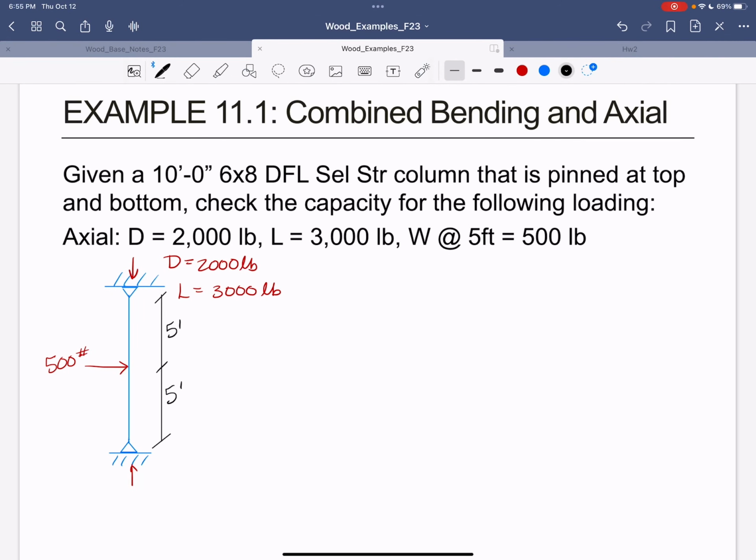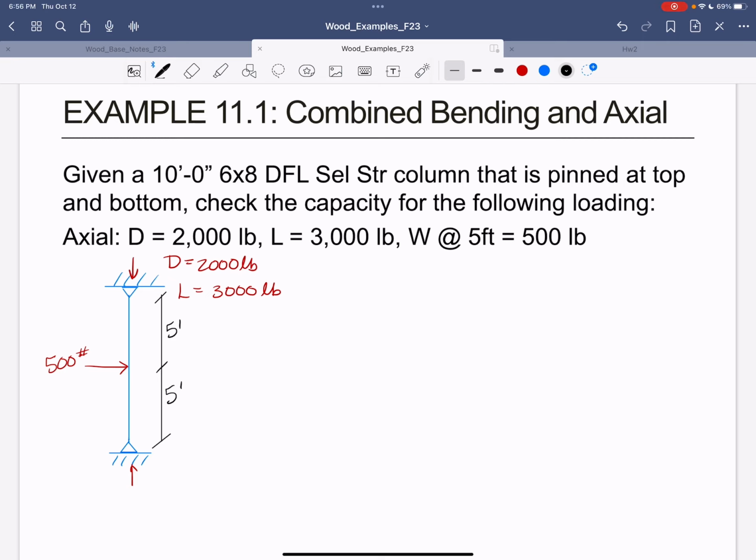So now we'll take a look at when we combine bending and axial loads on a column, what we would call a beam column. This is a 10-foot length pin, so K equals 1, K effective equals 1. There's no other bracing other than at the ends in every direction. And there's a lateral wind load right in the middle.